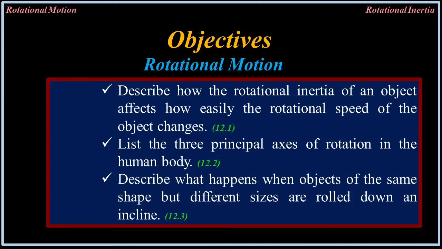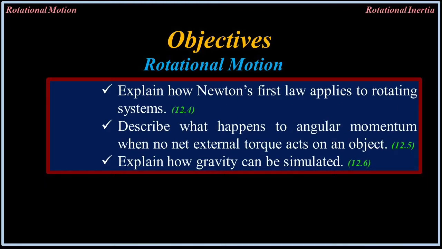Describe what happens when objects of the same shape but different sizes are rolled down an incline. Explain how Newton's first law applies to rotating systems. Describe what happens to angular momentum when no net external torque acts on an object. Explain how gravity can be simulated.